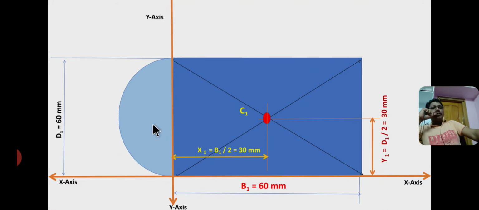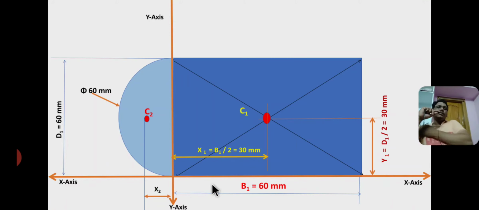Now I consider second section as a semicircle. The centroid lies on symmetric axis, that is a horizontal line, and at a distance of x2 equal to 4r by 3 pi. In previous slide I have explained basic formulas. From that formulas I have written here x2 equal to 4r by 3 pi, and I consider here minus sign. Already I have explained in previous problem.